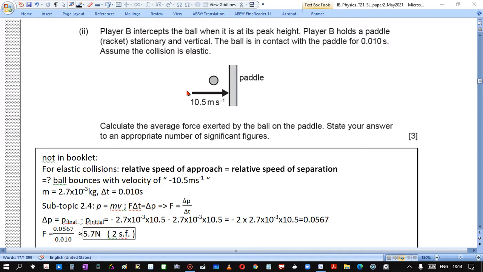Player B intercepts the ball when it is at its peak height. The player holds a paddle, stationary and vertical. The ball is in contact with the paddle for 0.010 seconds. Assume the collision is elastic.